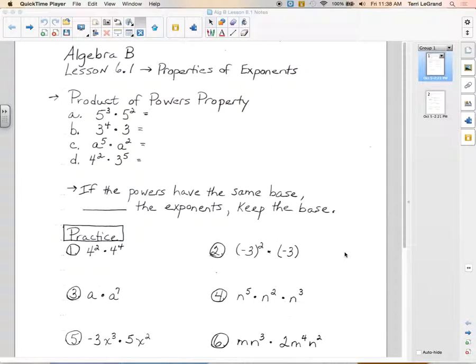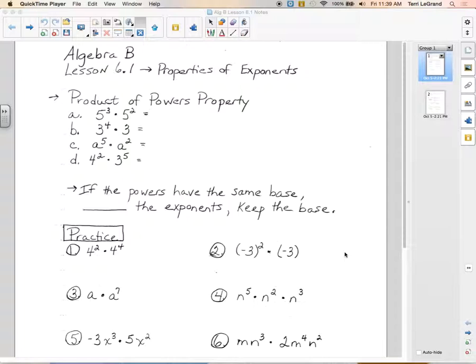Properties of exponents. The first property we're going to talk about is called the product of powers. What does product say to you? When you hear the word product in this math classroom, what does that tell you, Josh? Multiplication. That's the answer we should get when we do a multiplication problem, okay? And then it says of powers. What is a power?